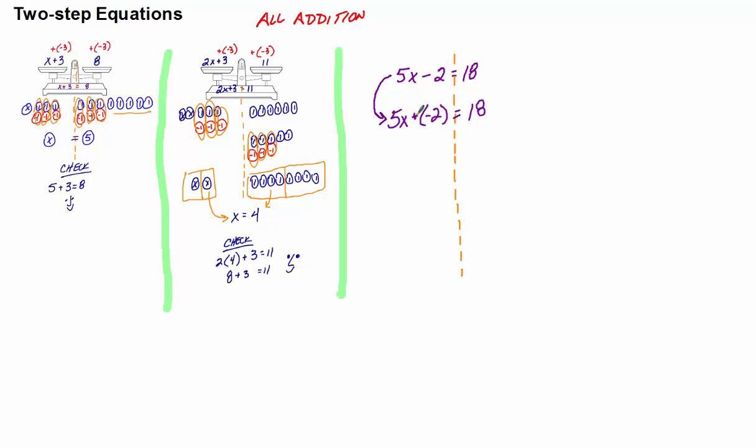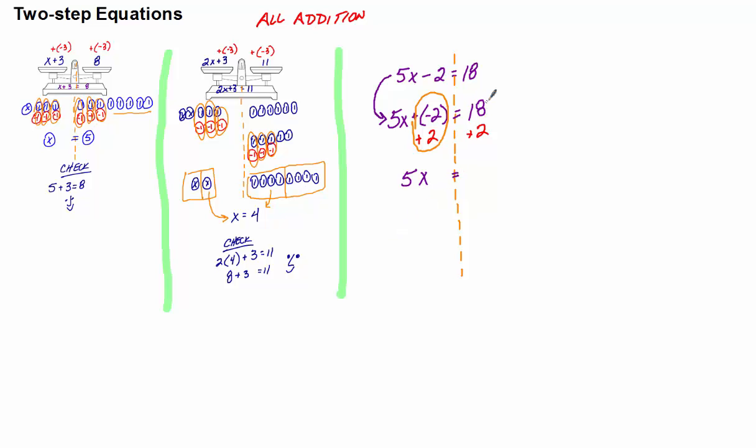So the opposite of adding negative 2 is to add positive 2. We're going to do that right here also, adding positive 2. On the left side, when we add positive 2, these cancel out. It becomes 0. It's 2 zero pairs all in one place. And what's left over is the 5x.